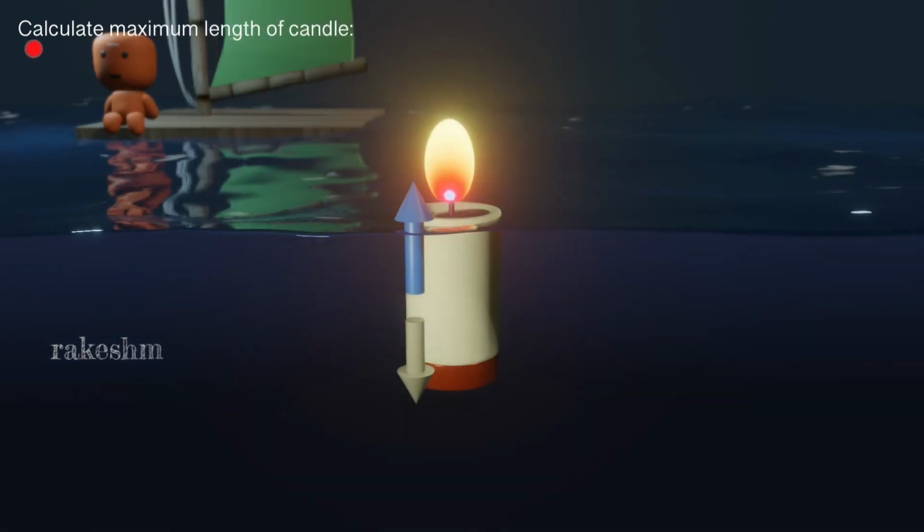Next, let us move on to calculating the maximum length of the candle. This is the free body diagram when the candle is at its minimum length. This is the mg force which is acting, and this is the buoyant force. We can say that this is stable because the center of buoyancy is above the center of mass. Now let us see what happens as we increase the size of the candle.